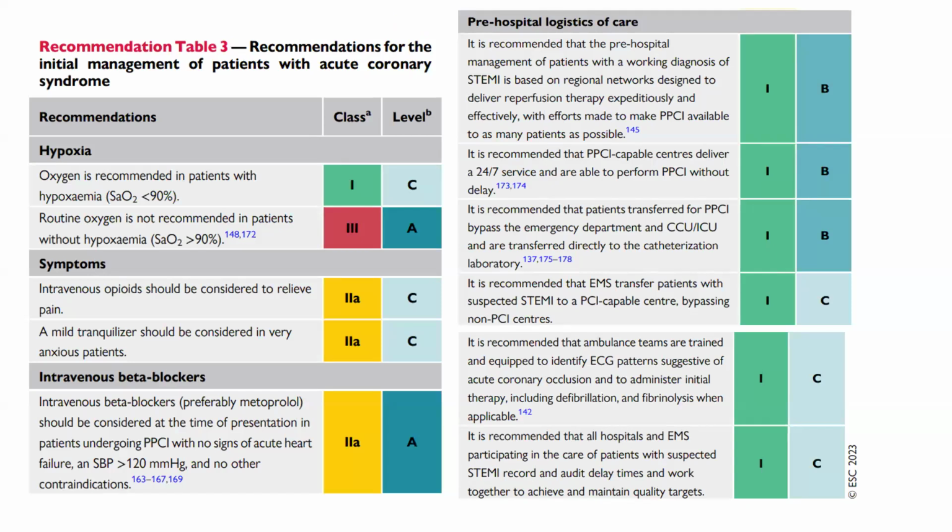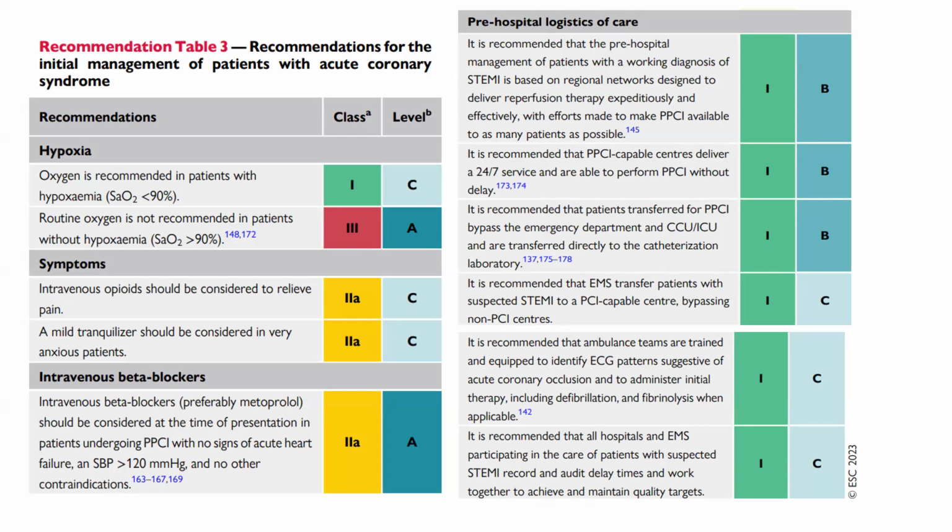With respect to the initial management, oxygen is only indicated when SATs are less than 90%. If it's above 90%, it is not recommended. With respect to pain relief, opioids should be considered as a 2A. You may give a mild tranquilizer to relieve symptoms in patients who are anxious.